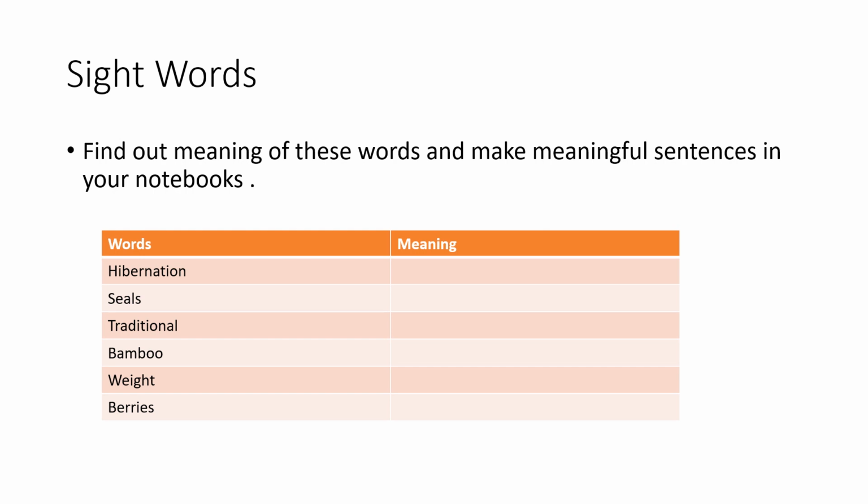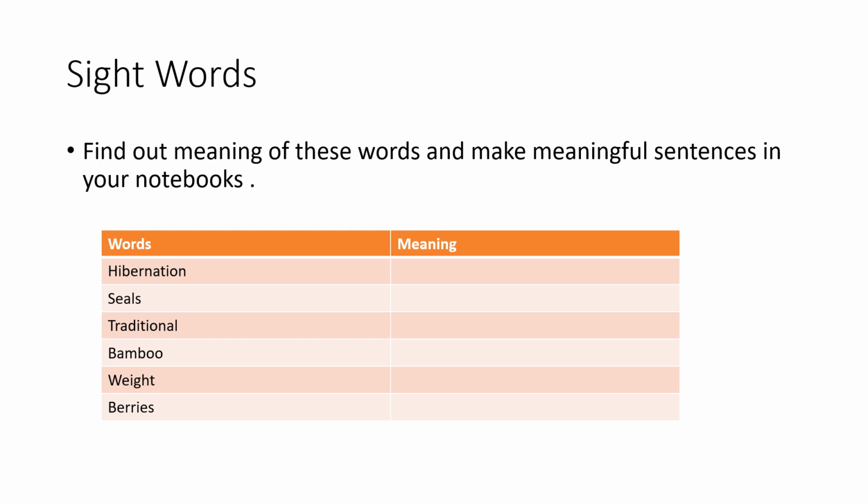So the first word is hibernation. I'm going to say the word twice, so say after me. Hibernation. Hibernation. Yes. The second word is seals. Seals. The next word is traditional. Traditional. Next word is bamboo. Bamboo. The next word is weight. Weight. And the last word is berries.